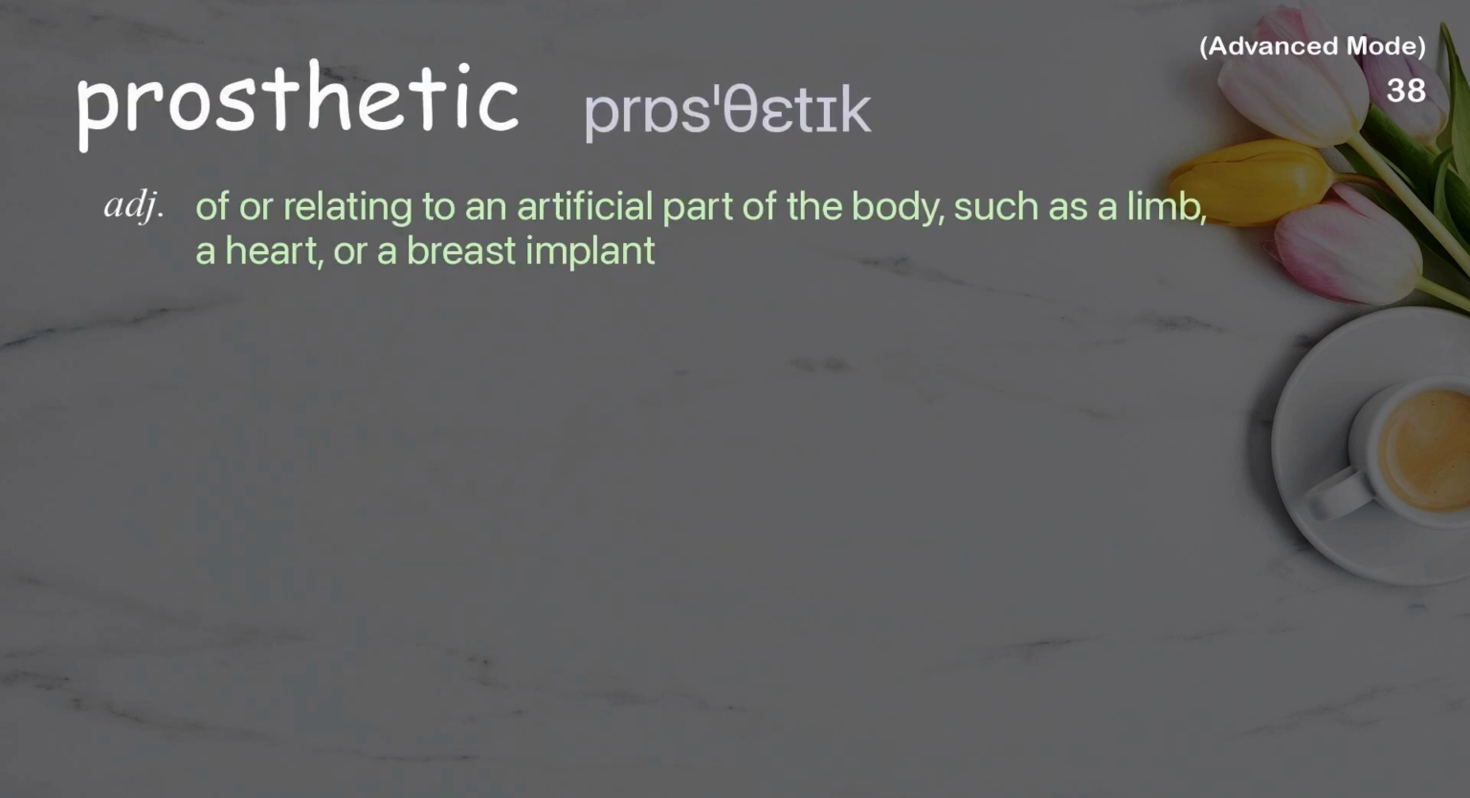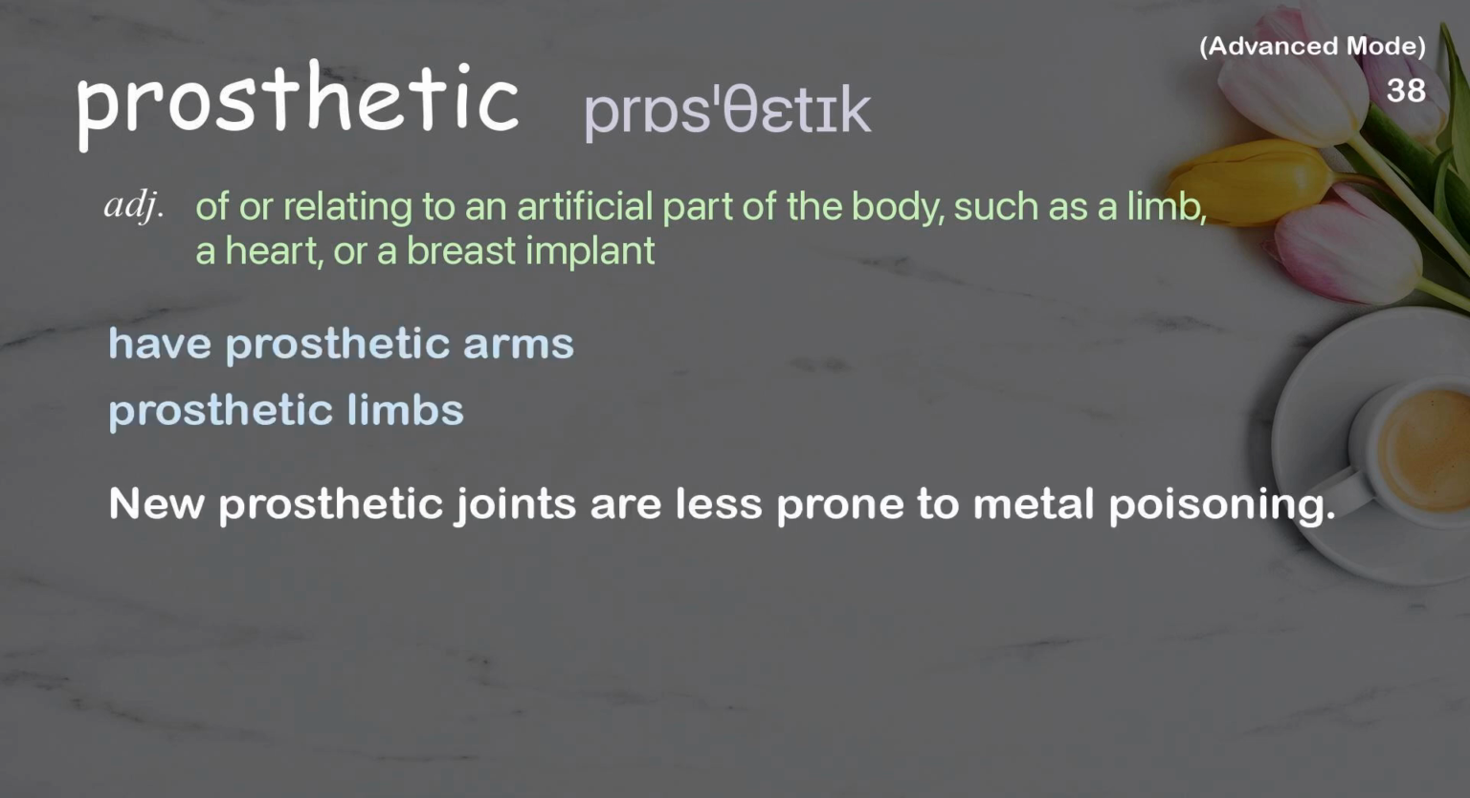Prosthetic. Of or relating to an artificial part of the body, such as a limb, a heart, or a breast implant. Examples: Have prosthetic arms. Prosthetic limbs. New prosthetic joints are less prone to metal poisoning.